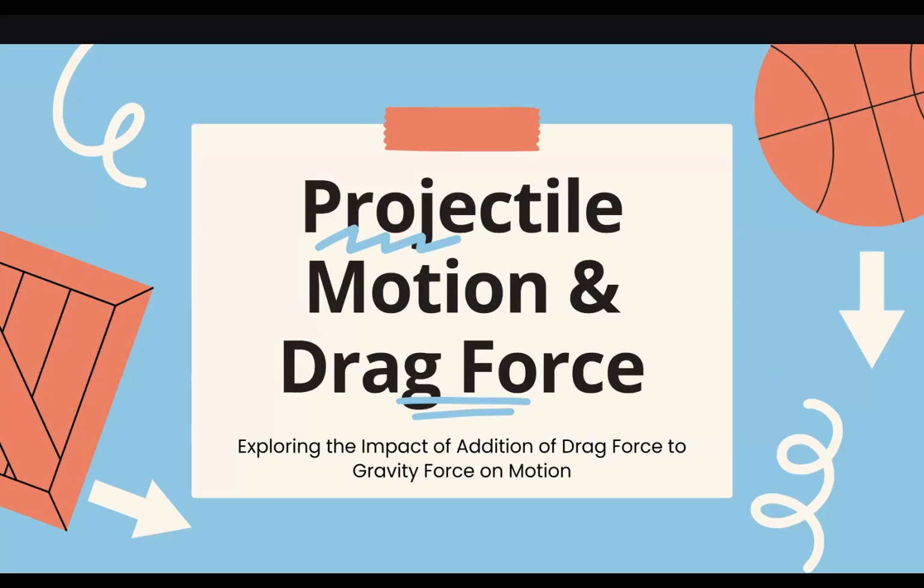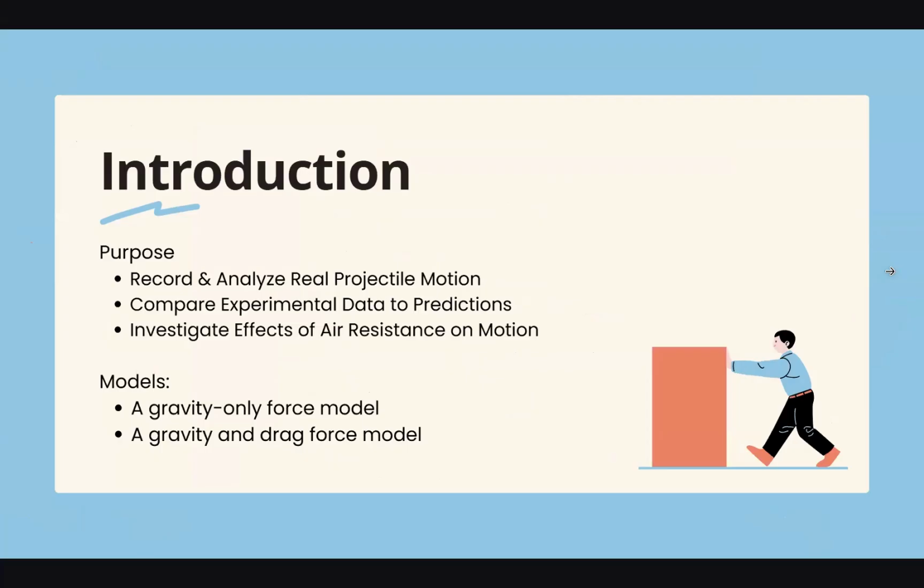Hello. In this lab, we investigated projectile motion by comparing real experimental data to two computational physics models, one including only gravity and the other one including both gravity and air resistance. The purpose of this lab was to analyze the motion of a real projectile using video analysis and then model the motion using Newton's second law.